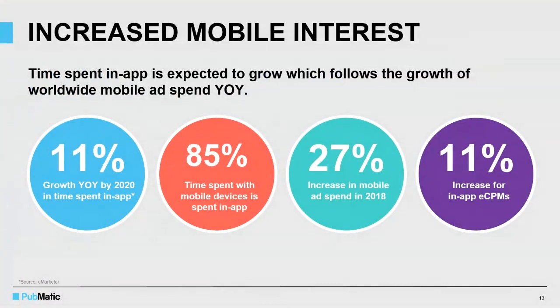So not surprisingly, the ad spend is following to where those consumers are. And so we've seen a 27% increase in mobile ad spend in 2018, which is really robust growth. And it's not just volume of spend that's going up. There's also increased CPMs for in-apps. And then we've got this 11% number year-over-year increase, which is also a really good number and shows how the market is progressing. Next slide, please.